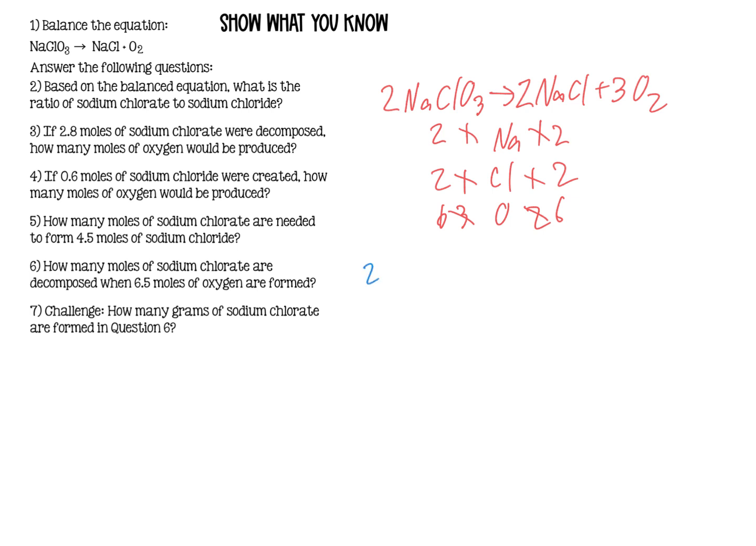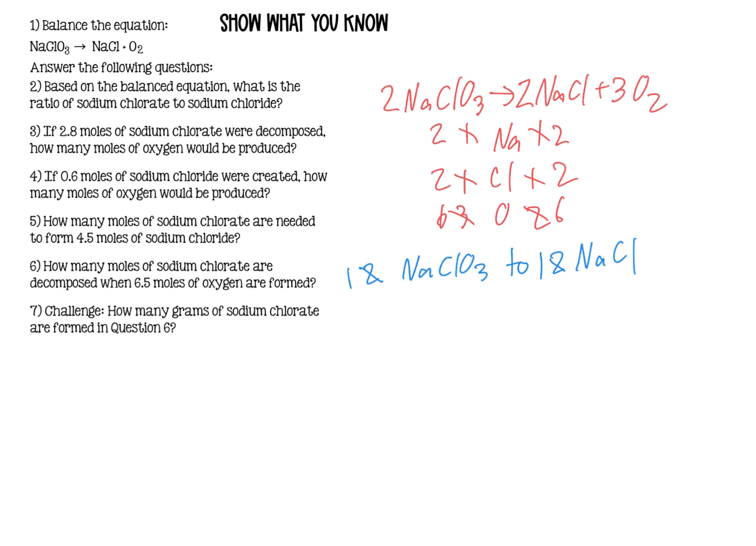Based on the balanced equation, we need to identify the ratio of sodium chlorate to sodium chloride. Notice how there are 2 sodium chlorates for every 2 sodium chlorides. This ratio reduces to 1 to 1.